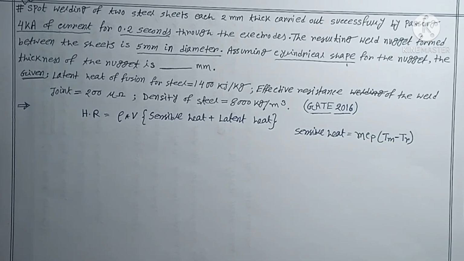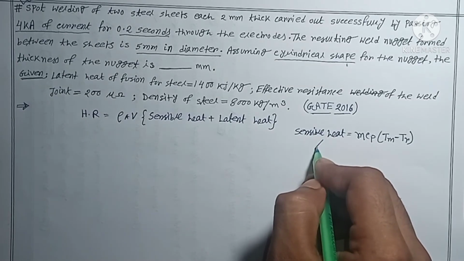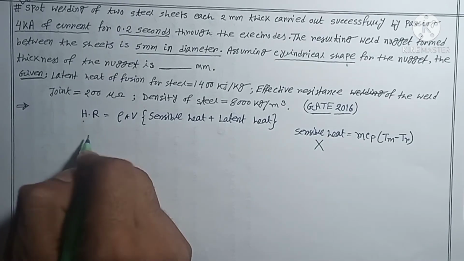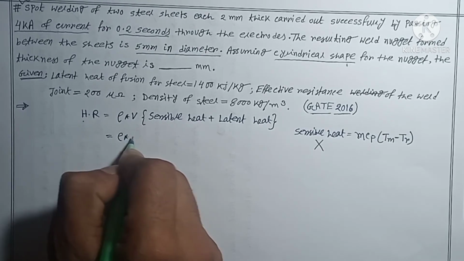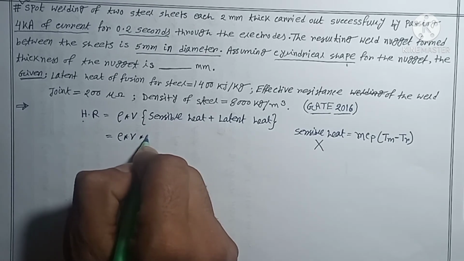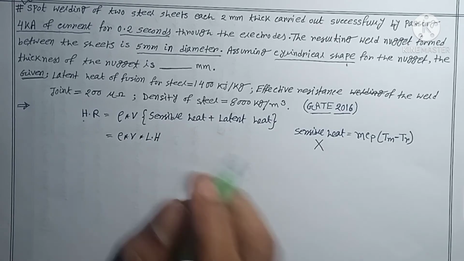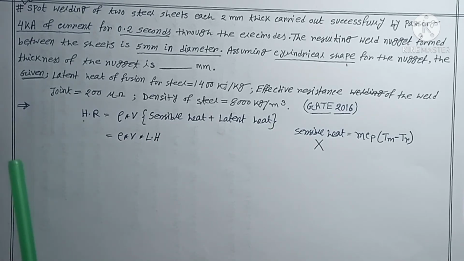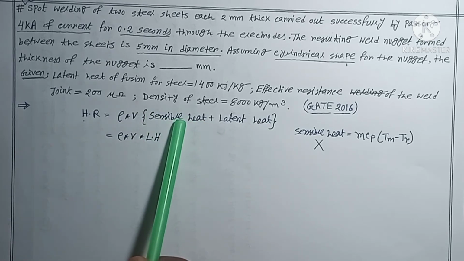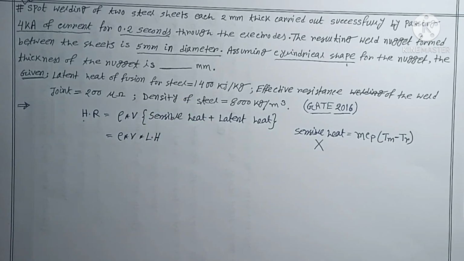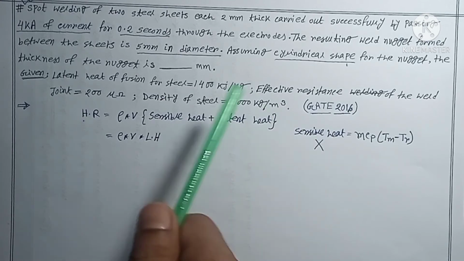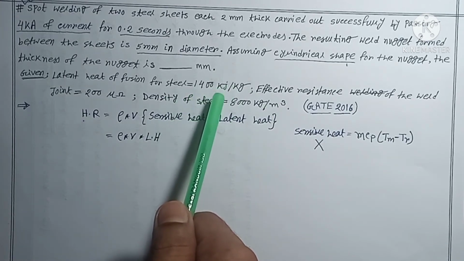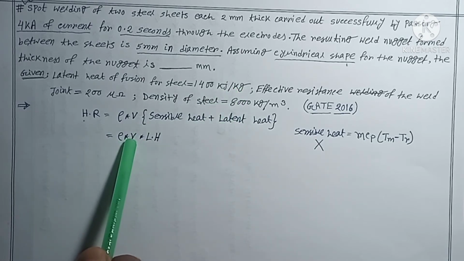So in such conditions, just simply forget about the sensible heat. Your total heat requirement will be simply density into volume into latent heat. Is it clear now? When they do not provide you any information about the sensible heat, then there is no requirement to consider it. Simply you can take the latent heat as the total amount of heat you require. Here latent heat is 1400 kilojoule per kg, that's why rho into V, which is nothing but the mass, I am considering here.